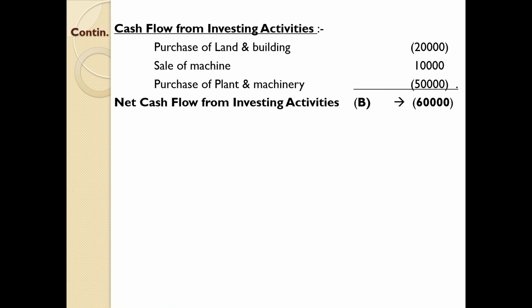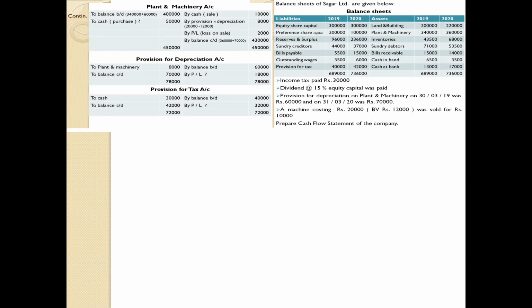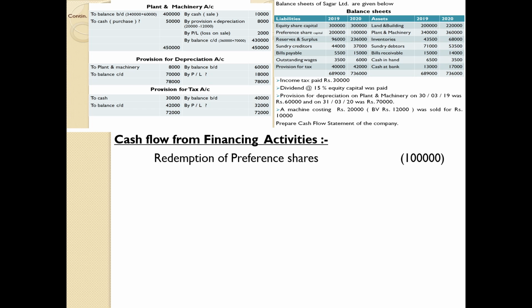Once you prepare cash flow from investing activity, next you prepare cash flow from financing activity. As I have mentioned earlier, it mainly concentrates on fixed liabilities. Apart from that, you need to remember some of the extraordinary items. Let us begin with the first one. Preference share capital 2 lakhs in the beginning, closing 1 lakh. That means 1 lakh has been paid back. So 1 lakh is a cash outflow. So it is a negative value.